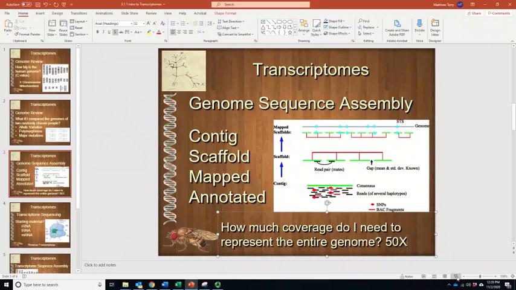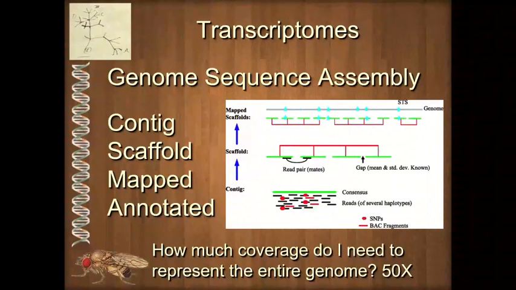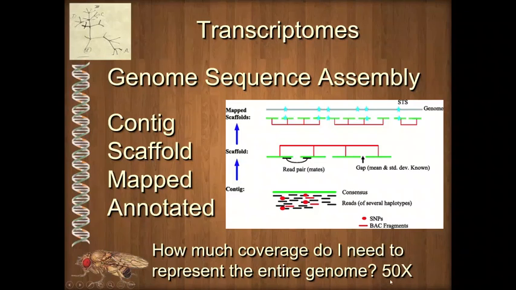And what that means is 50 times whatever the haploid genome size is. So if I'm sequencing the human genome, I would want about 156 billion base pairs randomly sequenced. And when I assembled them, I would have only a few small gaps. I'd have 99.9% of the entire genome covered.